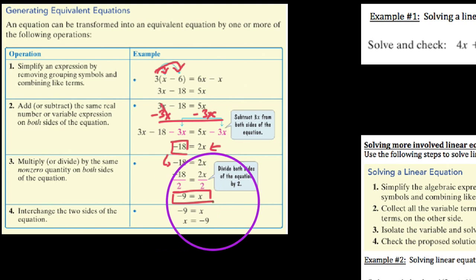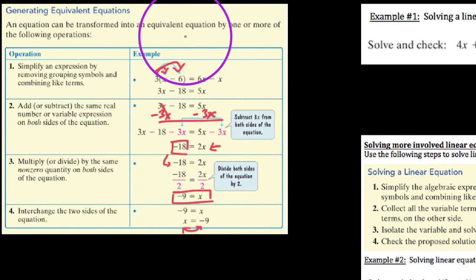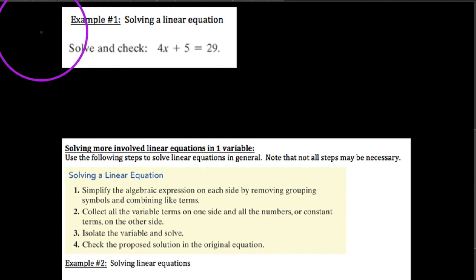And then notice here, I get this statement. And last but not least, I am allowed to interchange the two sides of an equation. They are already equal. So let us use these properties here to solve a couple of linear equations, starting with this one up in the top right here. We say 4x + 5 is equal to 29.